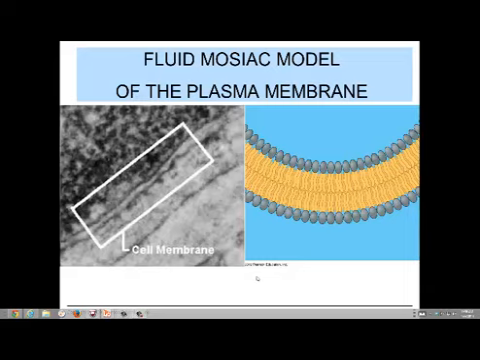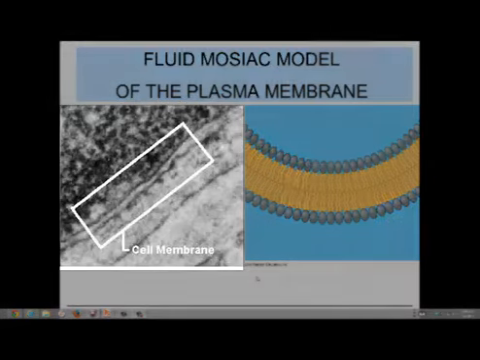Hi, Professor Stefero here, and today's screencast is on the fluid mosaic model of the plasma membrane. This model was described in 1972 and explains the structure of the plasma membrane.